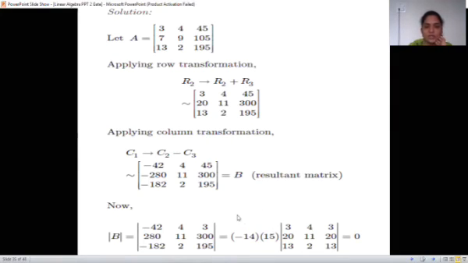From the second column, nothing is common, so let it be as it is. And from the third column, you can see 15 is common. 15 is a multiple of everyone, so 15 will be taken out. And here will be 3, 20 and 13. And if we look, there are two same columns. If such a thing is there, then the determinant is 0.